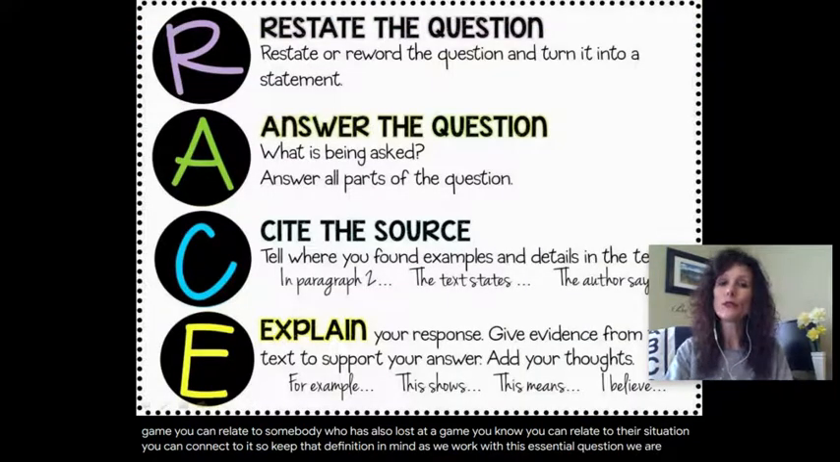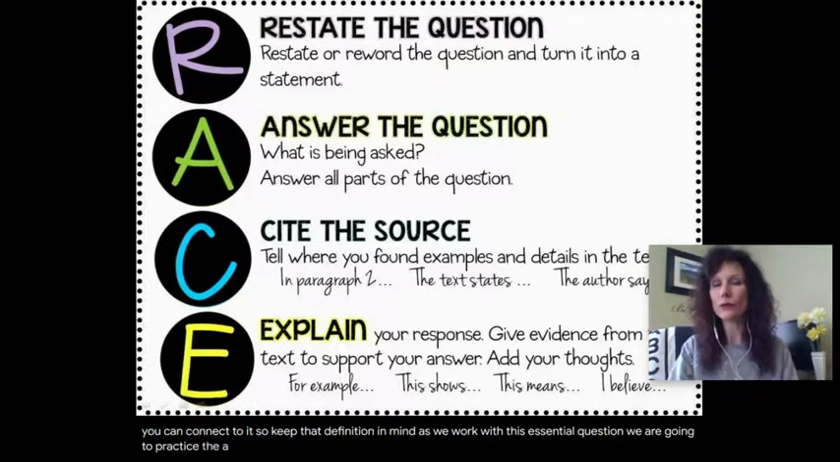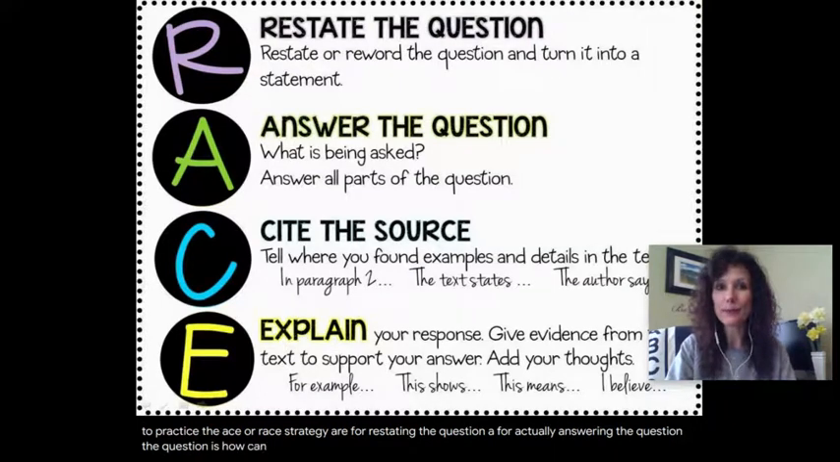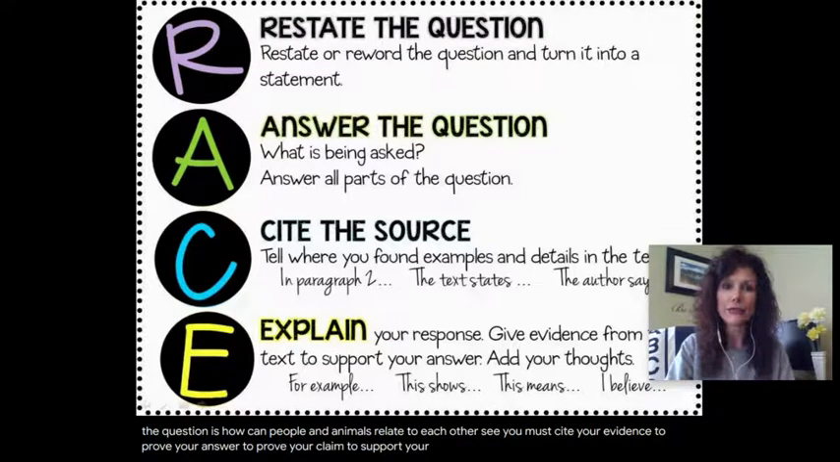We are going to practice the ACE or RACE strategy. R for restating the question, A for actually answering the question. And the question is, how can people and animals relate to each other? C, you must cite your evidence to prove your answer, to prove your claim, to support your answer to the question. And then you have to explain it. You have to explain how that evidence proves your answer.